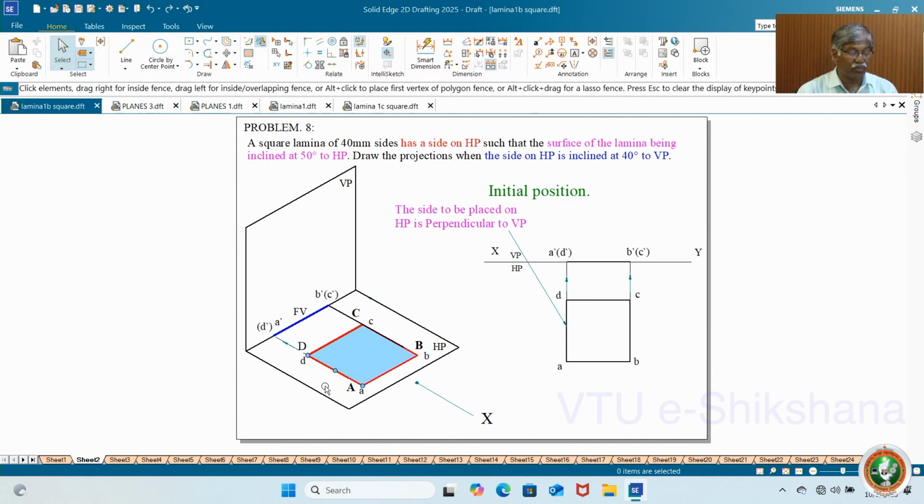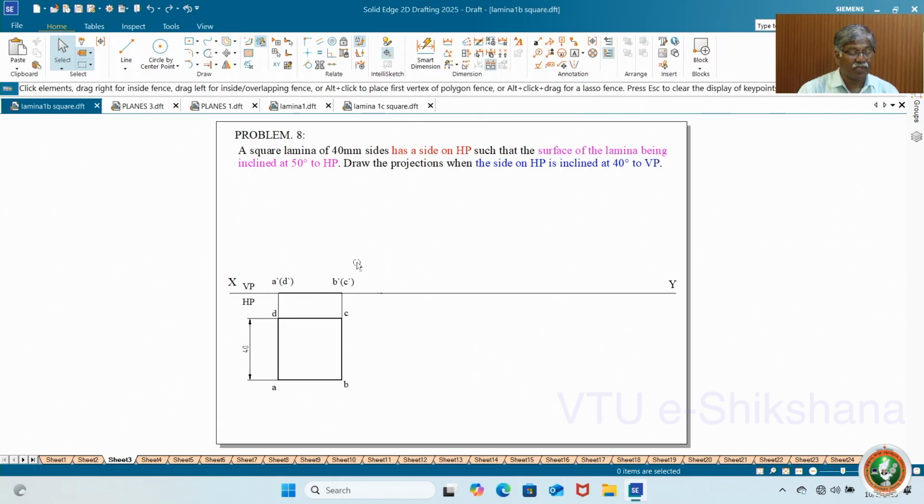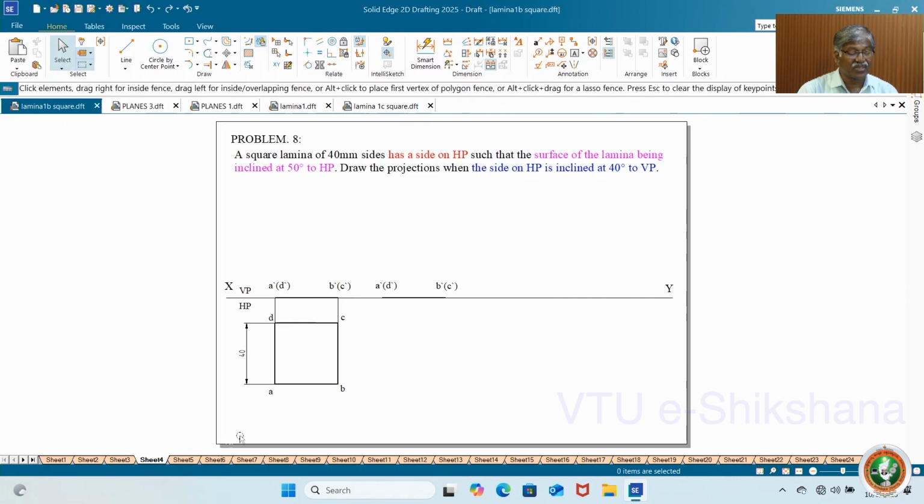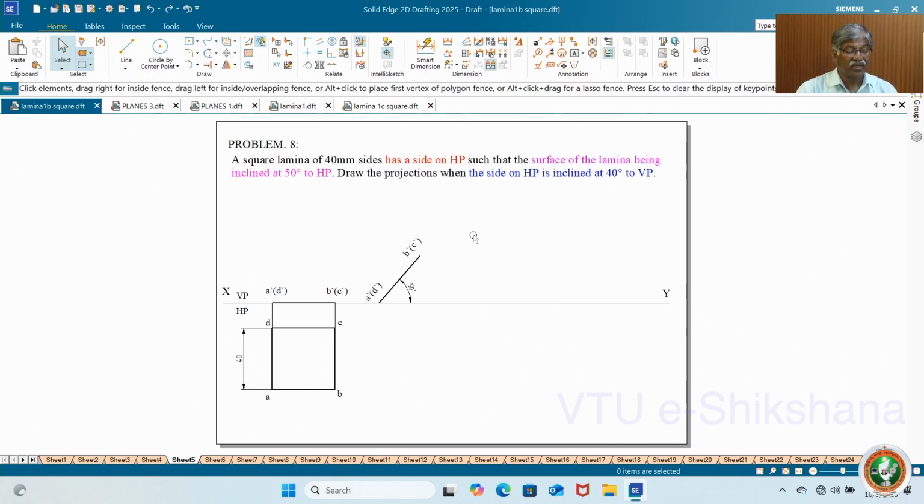BC and AD are the sides you can rotate about. Normally we take AD, left right arm. Then this is the first figure you get, first step. You draw this one and then do it. So AD is perpendicular to VP. Then you move this to the neighboring area and then rotate so that you get 50 degree. See, 50 degree to HP.